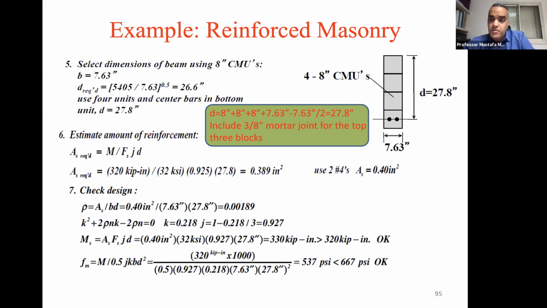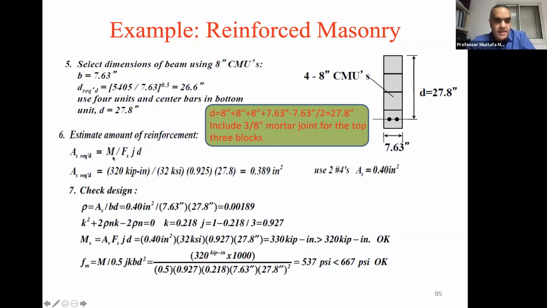Now here, one thing that's important is the 8 plus 8 plus 8, not 7.63. Why is that? This is important. Typically the thickness of the joint is 3/8 of an inch. So 7 and 5/8 plus 3/8, that's 8 inches. So one block plus a joint is equal to 8 inches. That's why that calculation is shown here.